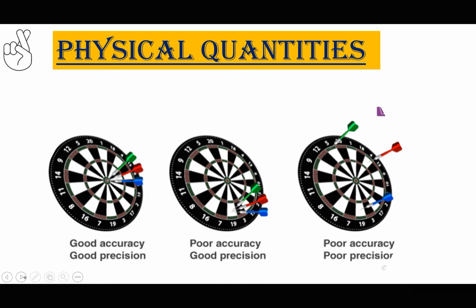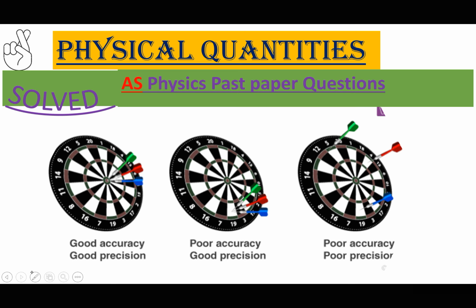Do not forget we are actually dealing with solved past paper questions. This is specifically AS past paper questions. These are questions quoted from paper 2 of AS Physics. Remember, this is Physics 9702, Advanced Level Cambridge.